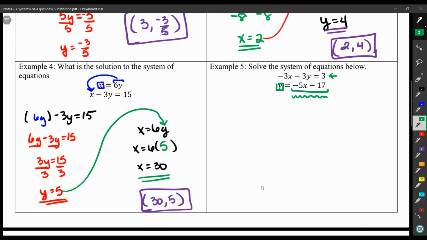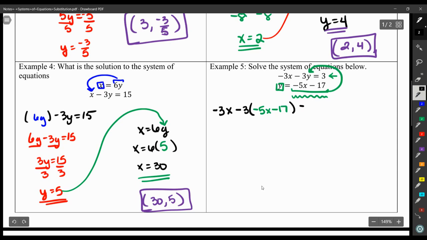And so in the top equation, negative 5x minus 17 is going to replace the y in the top. So the new equation at the top is going to be negative 3x minus 3 times whatever y is. In this case, y is negative 5x minus 17, and then equaling 3. So the only thing that changes in the top equation is what you are replacing, which is the y value in this example.